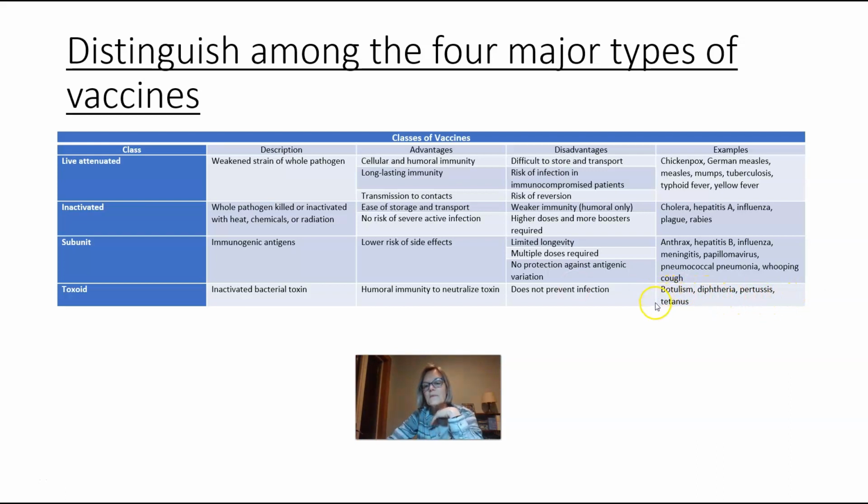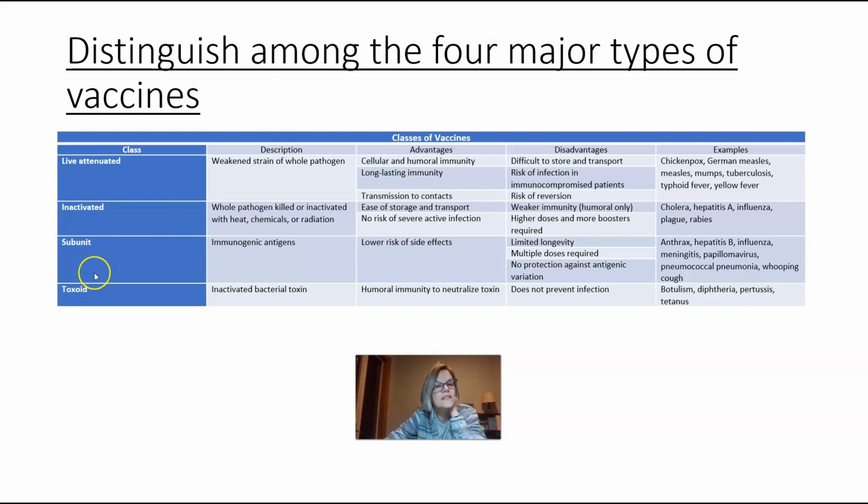And really the one I think about the most is tetanus. We all get tetanus vaccines. And the tetanus bacteria, remember, it's the genus Clostridium, Clostridium tetani. The tetanus bacteria itself doesn't make us sick. It's the toxin produced by the bacteria that causes your muscles to stay contracted and not relaxed. So this is a toxoid vaccine.